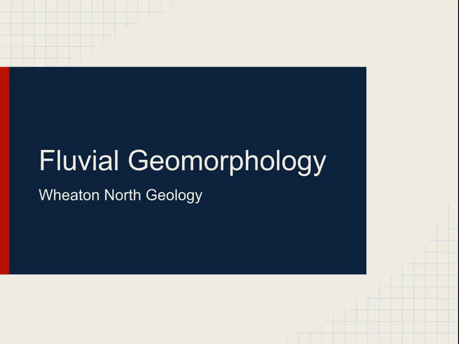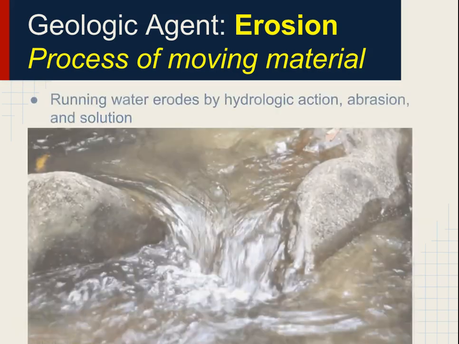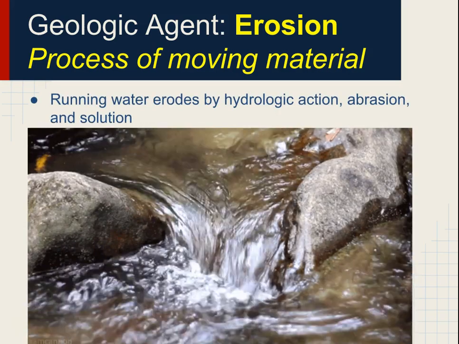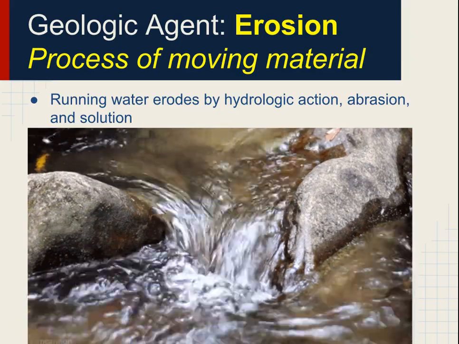Alright guys, today we're going to talk about fluvial geomorphology, which is really just talking about how running water on the surface of the earth changes the land. So erosion, what is erosion? Erosion is the process of moving material. Okay, so water erodes by hydrologic action, abrasion, and solution.